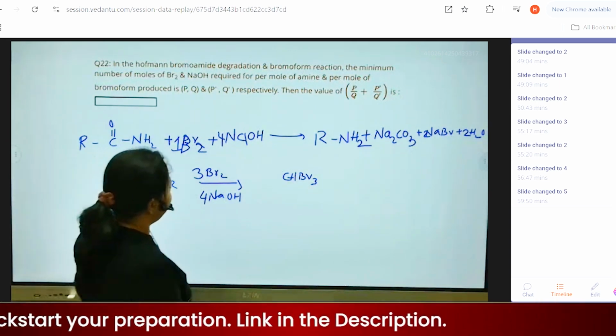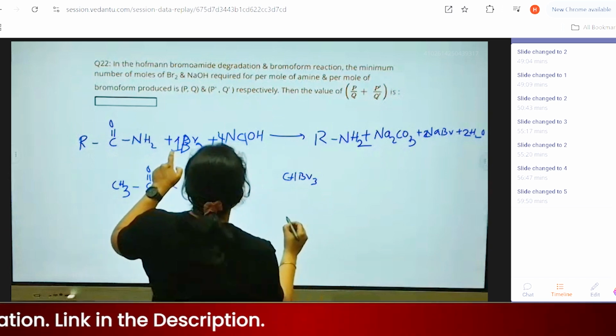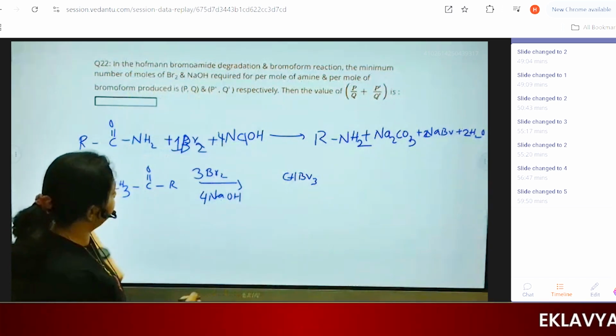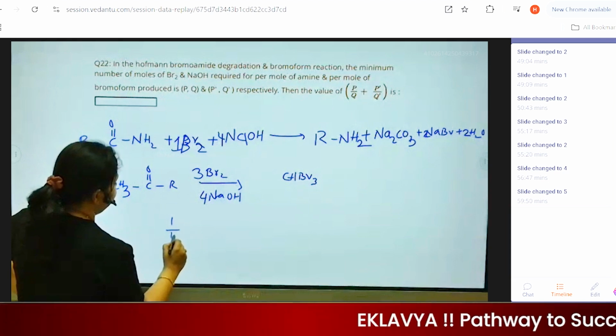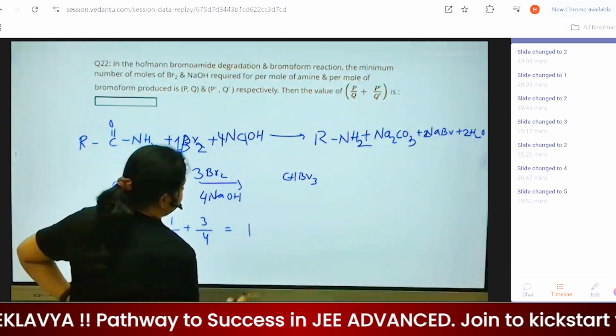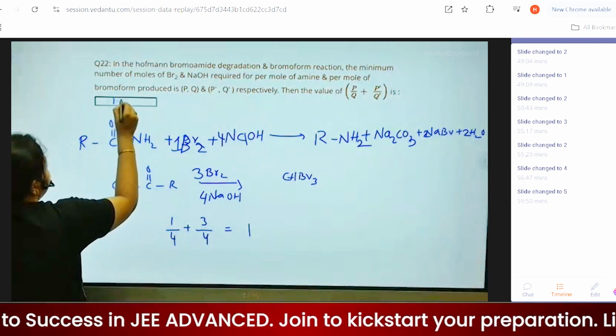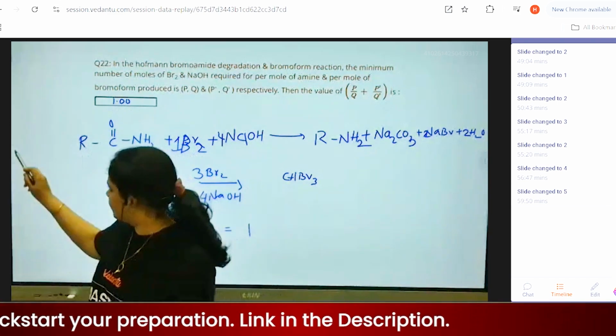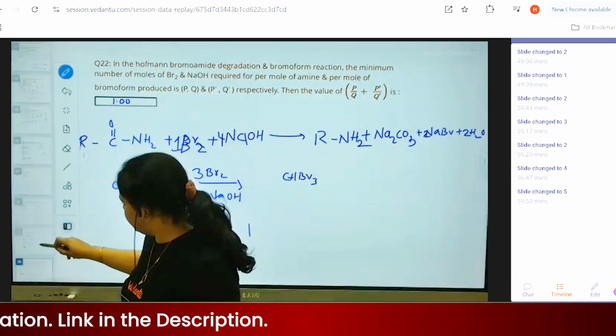So let's do P by Q. P is what? Br2. So 1 by 4 plus 3 by 4, which is equal to 1. So here the answer is 1. Fine. Moving further, next reaction.